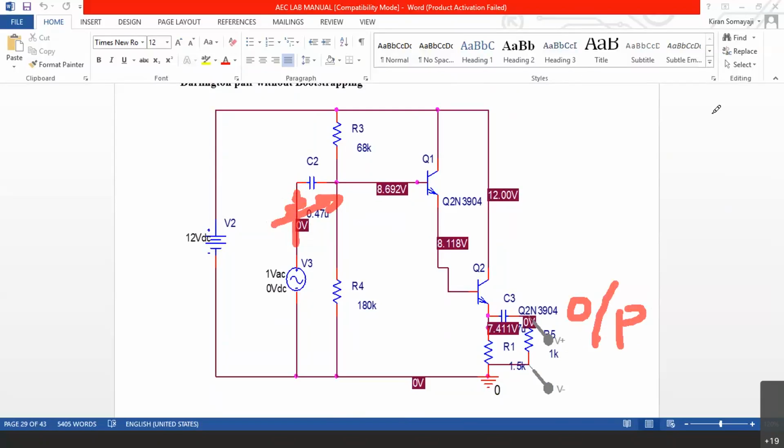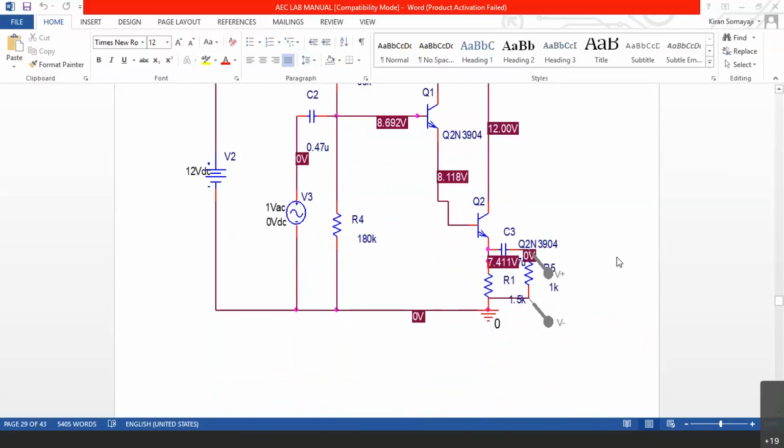Similarly, you have to follow the same for output impedance, where instead of this 1K load, you can directly connect one variable resistance here. In PSpice, variable resistance is also available. That variable resistance can be connected and varied to measure the output impedance. In this manner, we are going to measure the input and output impedances. Now, this is the Darlington emitter follower.